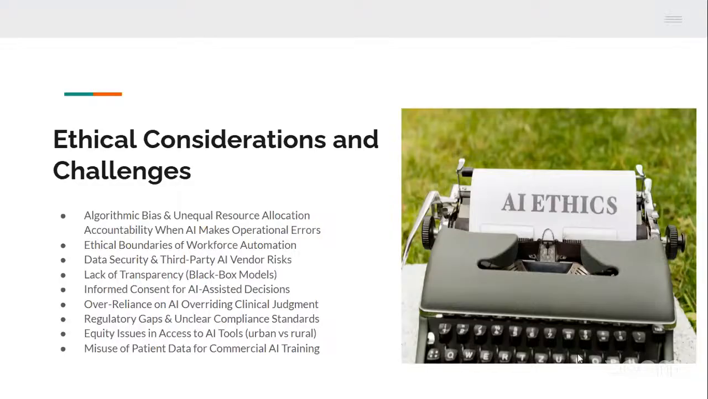So regulatory gaps and unclear compliance standards, same thing. HIPAA, SBA, and other particular compliance regulations come under this. So, equity issues in access to AI creation. Urban versus rural. There will be a huge difference between these people. How would people from very remote areas access these AI tools? How will they be helped to use this?